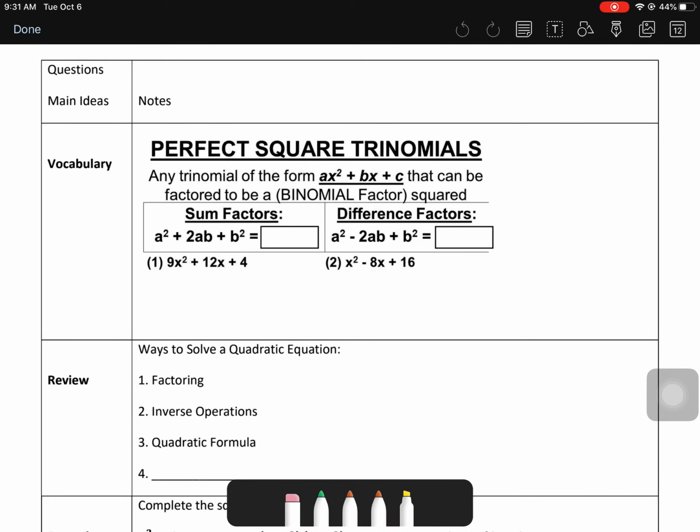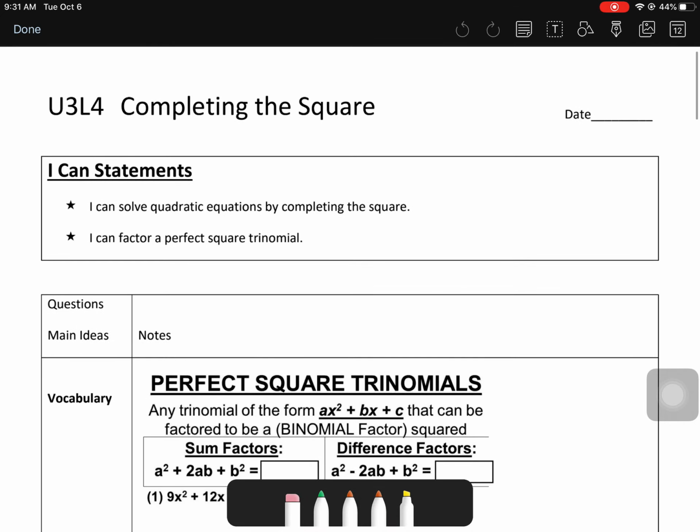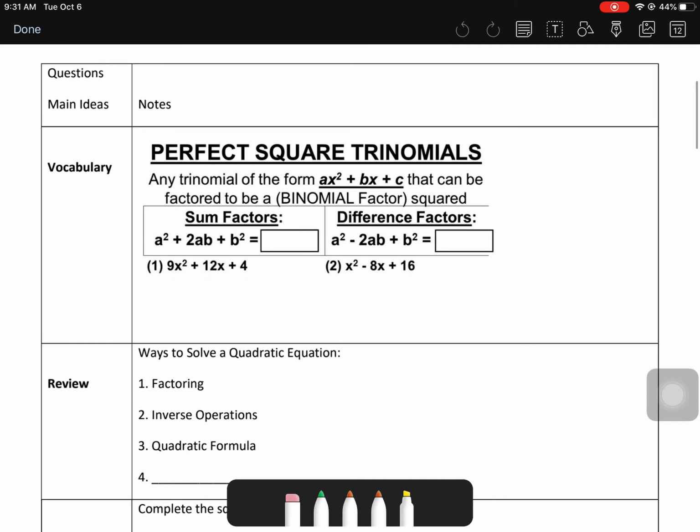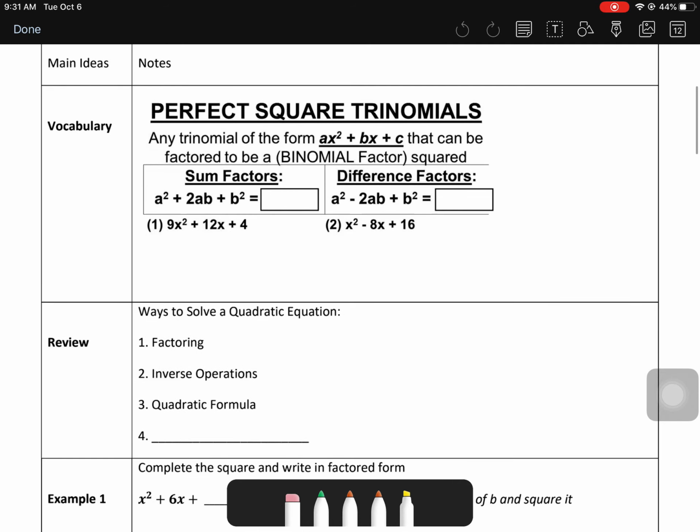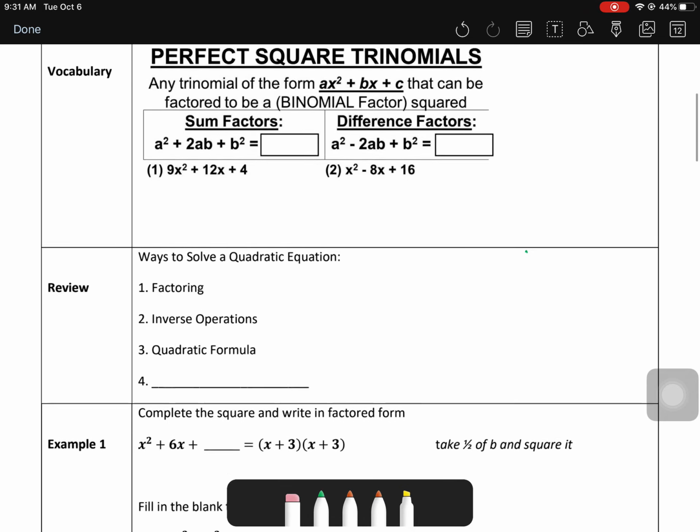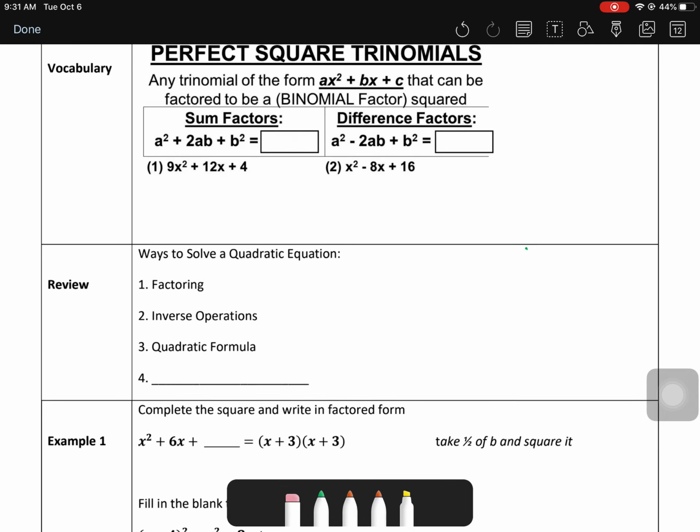In this lesson, we are going to be working on completing the square. If you would look down under the review, we could solve a quadratic equation by using the quadratic formula, which we did in the last lesson, by doing inverse operations and then doing the square root. Soon we'll be reminding ourselves to do factoring. And then we will today work on completing the square.